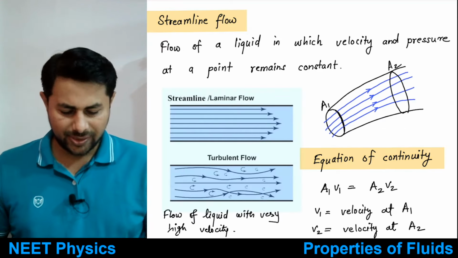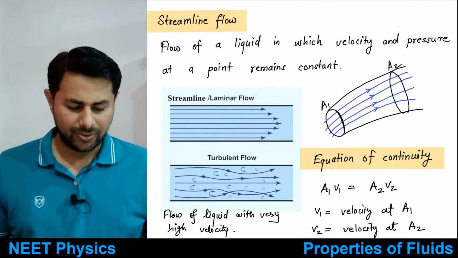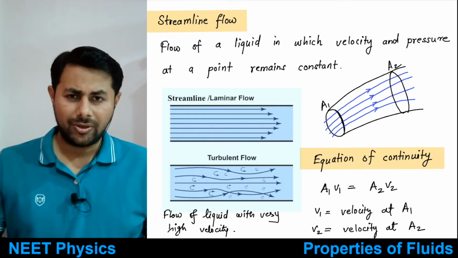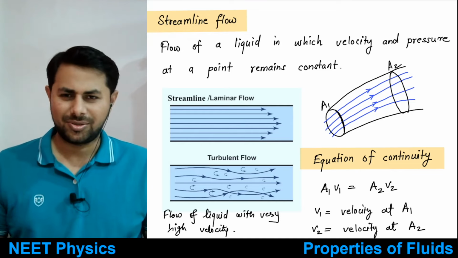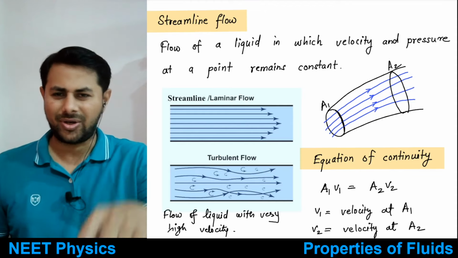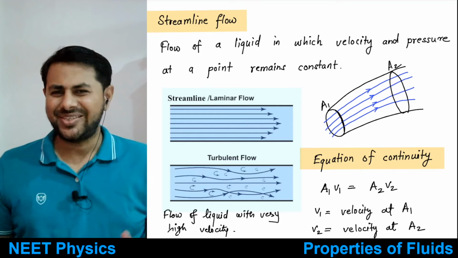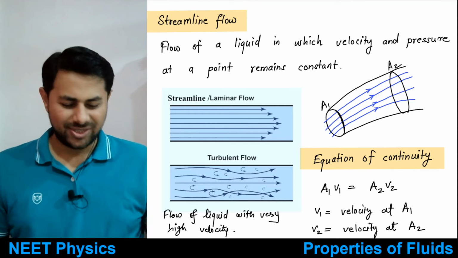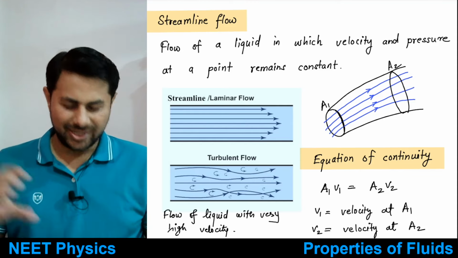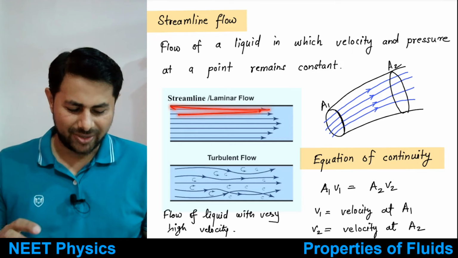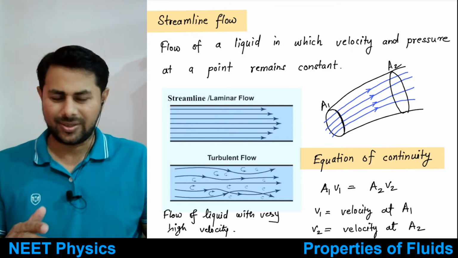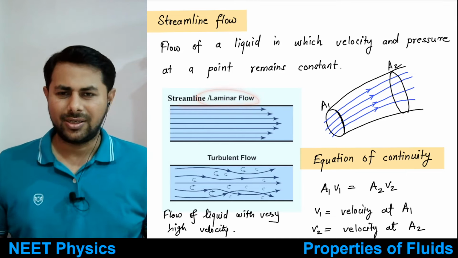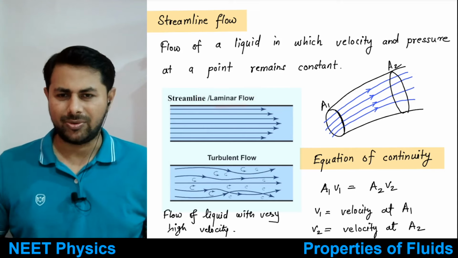Next, let's understand streamline flow and turbulent flow. So what is a streamline flow? Streamline flow means very orderly flow. Just like students, they move in an order, right? Or not students, let's say military. Army men, they move in an order. Just like that, if particles of a fluid move in an order, one follows another and they follow a specific path, then that kind of flow is known as a streamline flow, or it is also called a laminar flow.